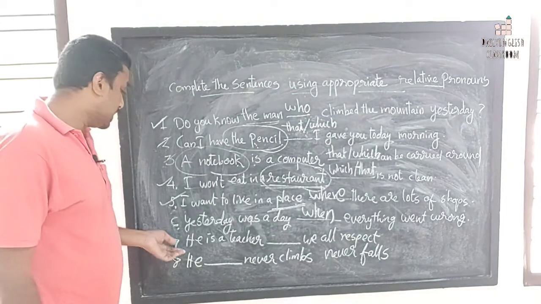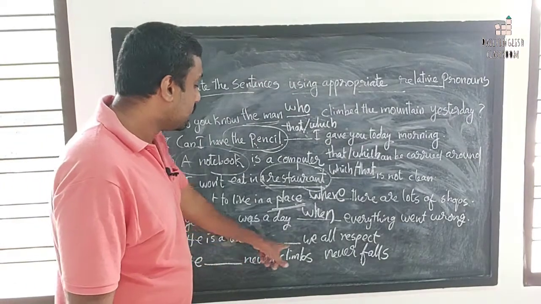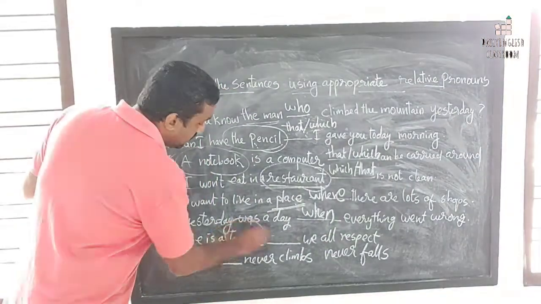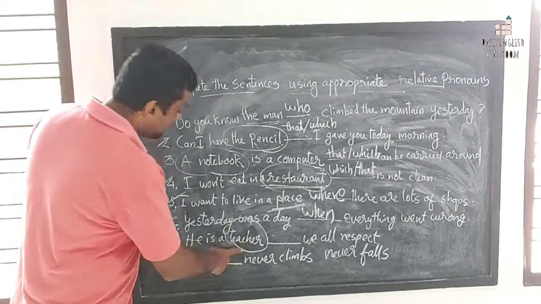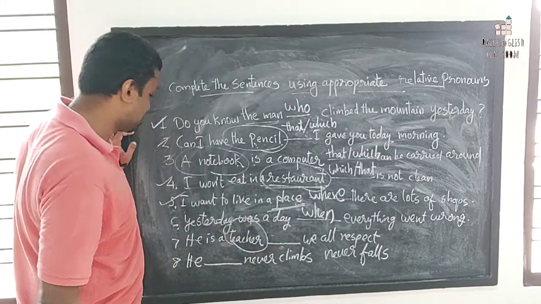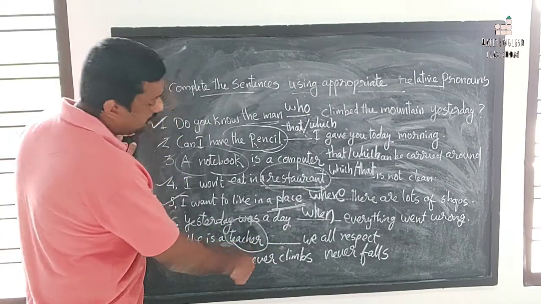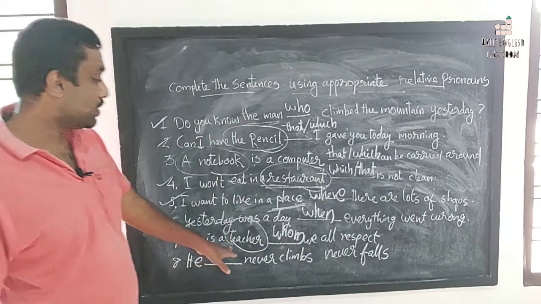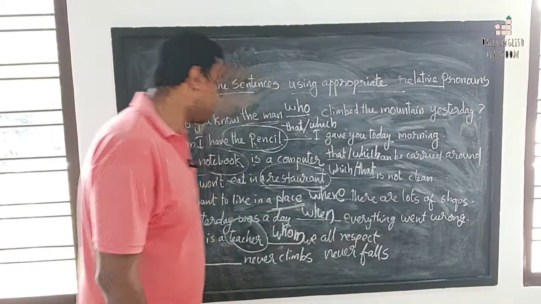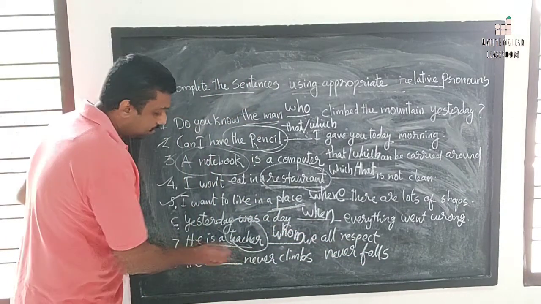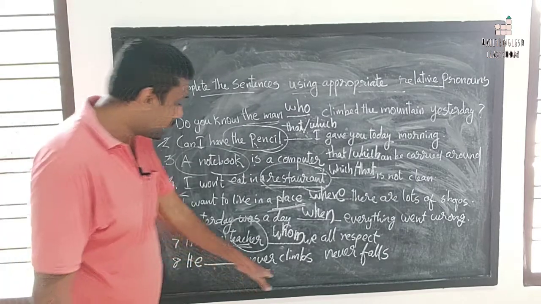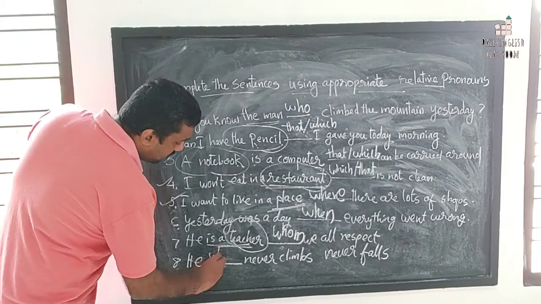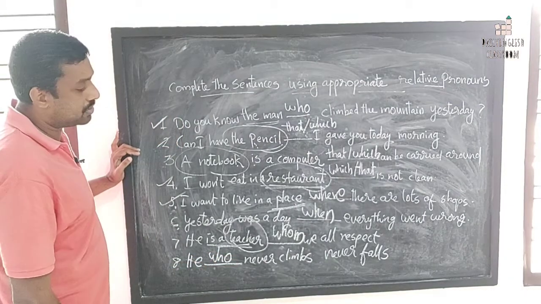Then number 7: he is a teacher dash we all respect. Here it is referring to a person, and here we use it as an object. So he is a teacher whom we all respect, because this is talking about a person. And the last one: he dash never climbs, never falls. Here we can use the relative pronoun who. He who never climbs, never falls.